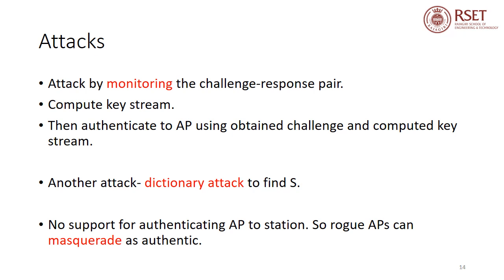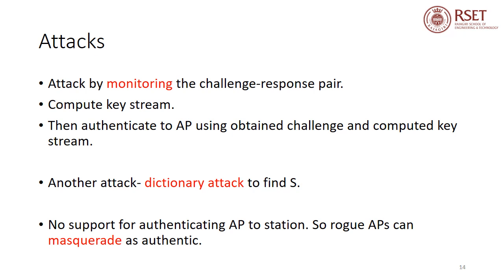Another possibility is a dictionary attack to find out the different possible values of the shared secret value S, which is actually supposed to be known only to the wireless stations. That is also possible. And the third disadvantage is that there is no support for authenticating an access point to a station. That is, only one-way authentication happens, from a station to an access point.